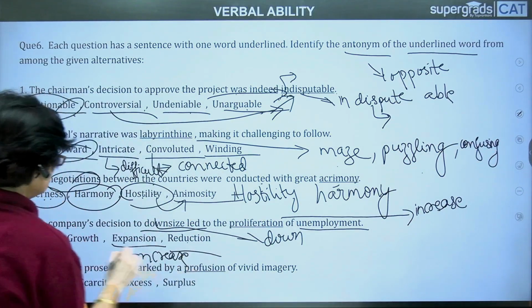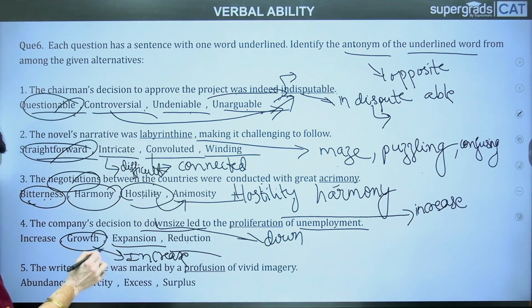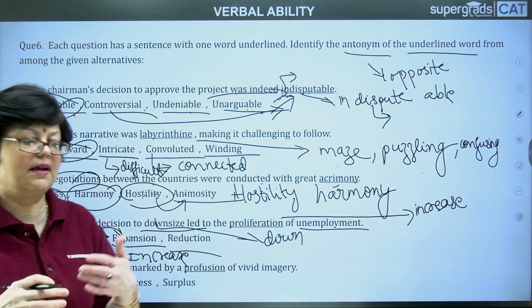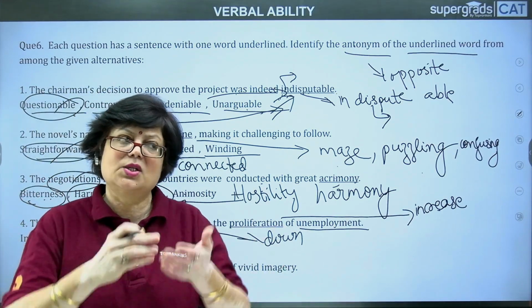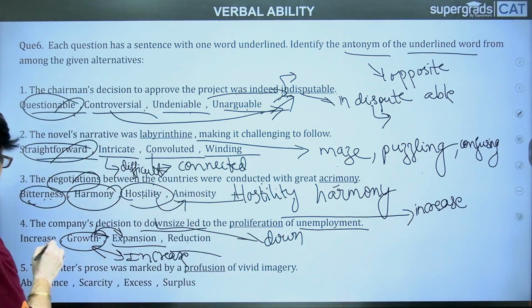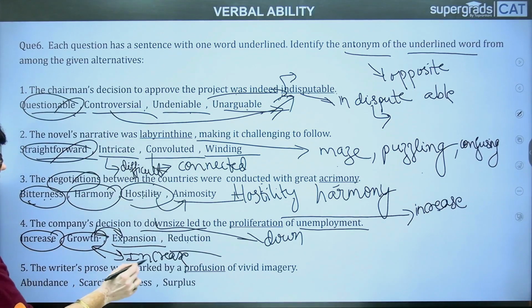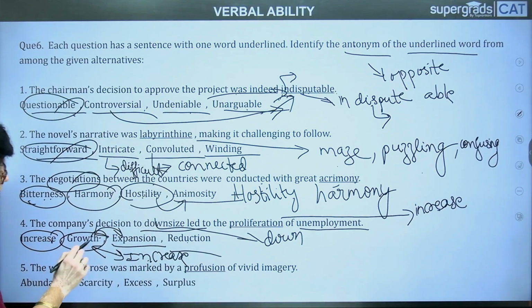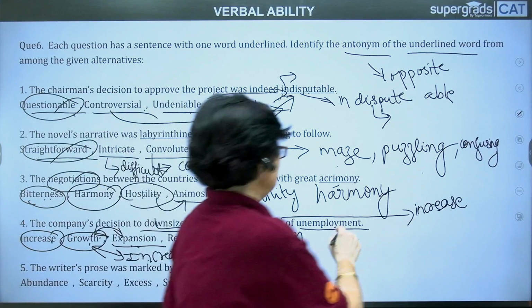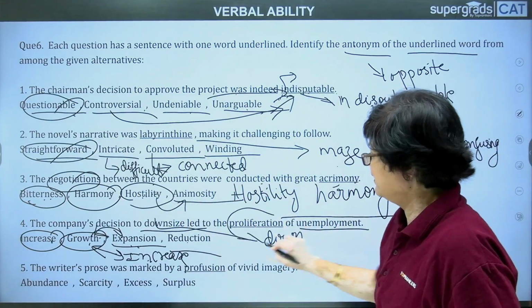Growth is also increasing. Expansion and growth are similar sounding words, similar meaning. If you are growing, it means you are expanding. Okay. Then increase. Increase, as I already said. So your increase, growth, expansion are related to this word proliferation, right?